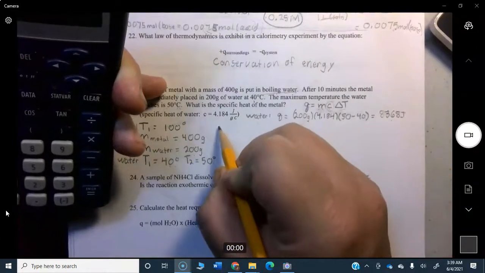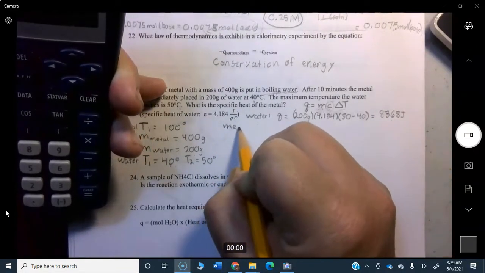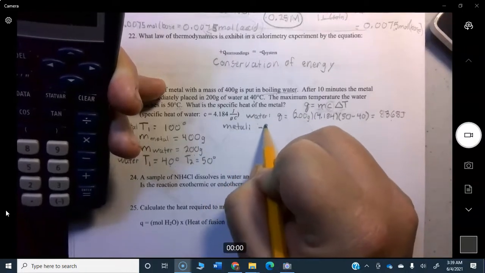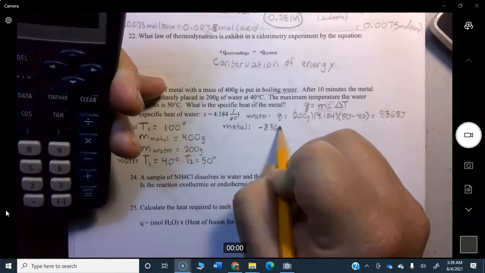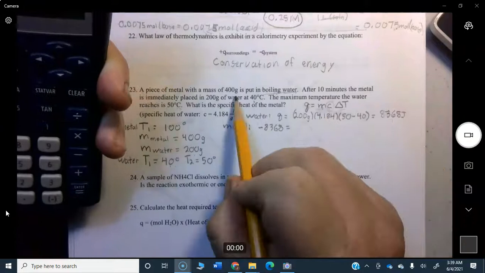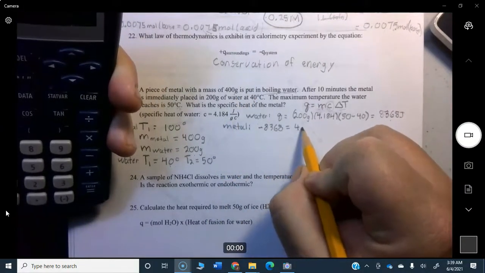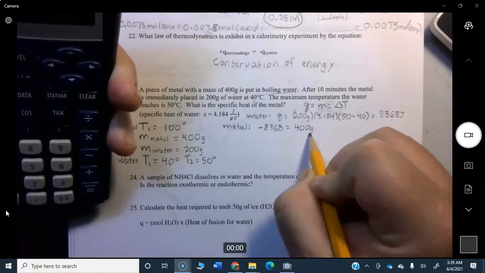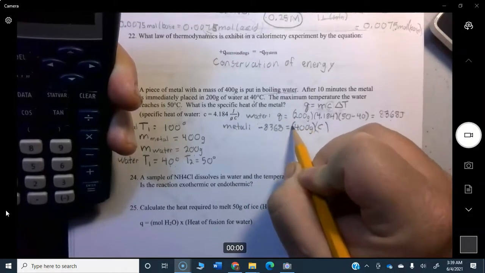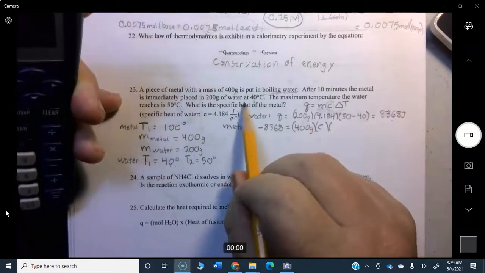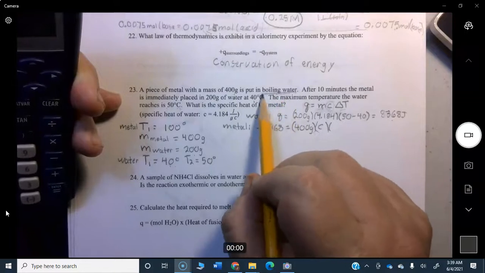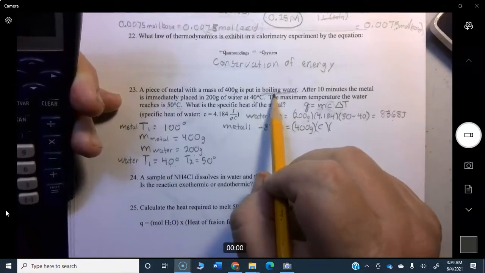So for the metal, come over here. It's going to be negative 8368 that came out of the metal. That's going to equal mass. The mass of the metal is 400 grams, times C, specific heat, times delta T. That's going to be 100, the temperature of boiling water, so that had to be the temperature of the metal.